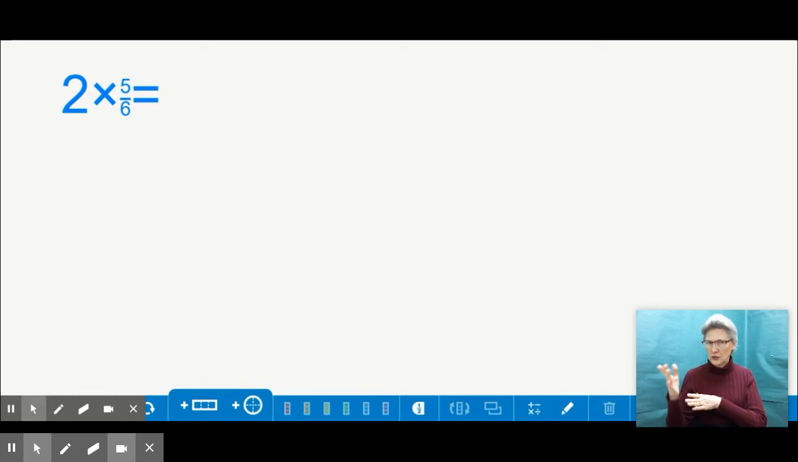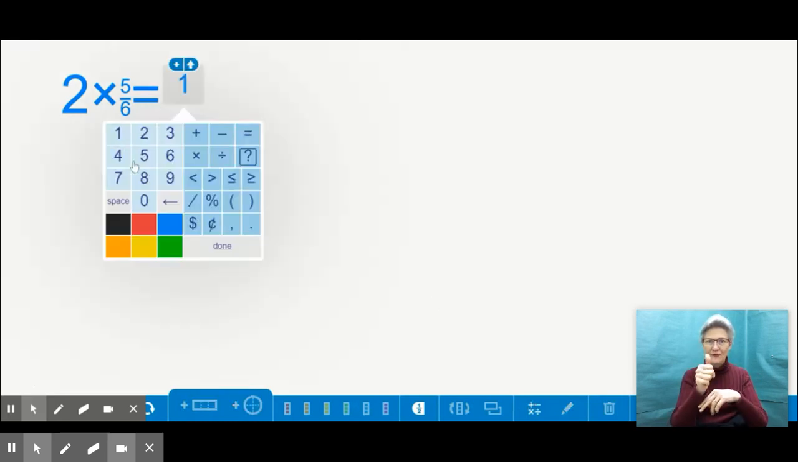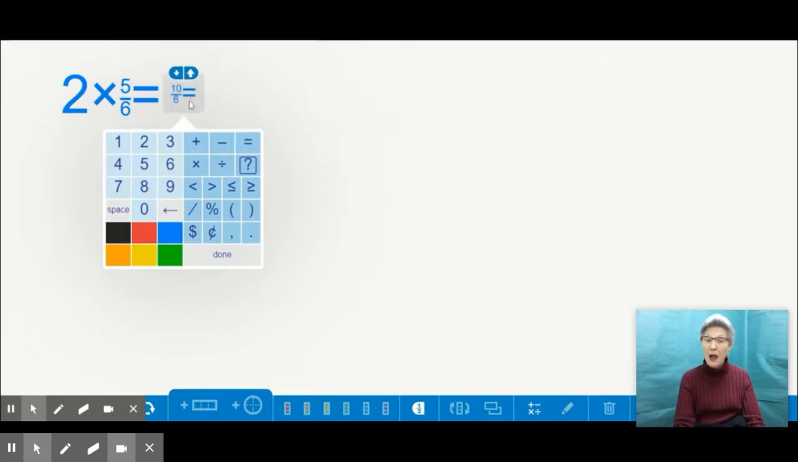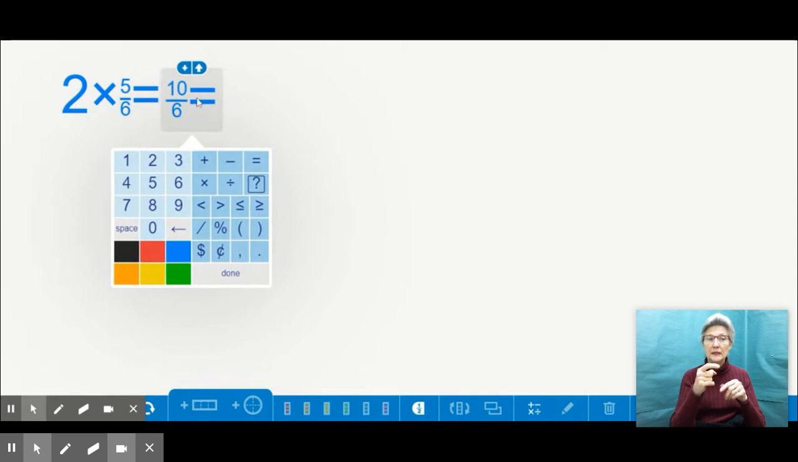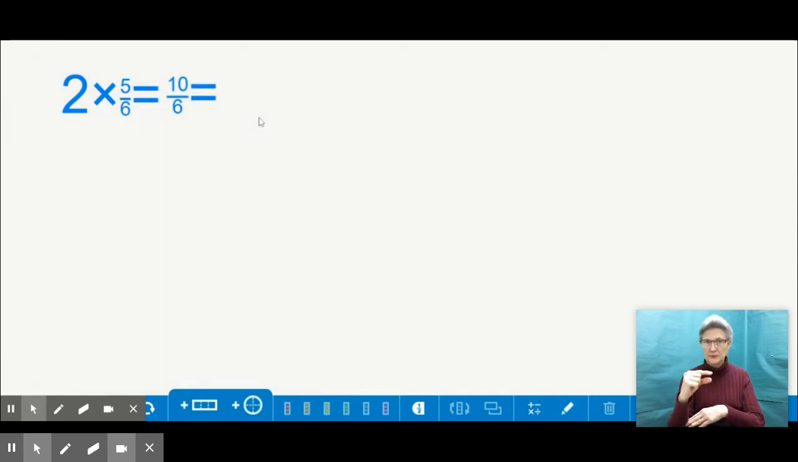2 times 5/6, whole number by a fraction. I multiply my whole number by the numerator and I keep the denominator. So I know that this equals, I'm going to type it, 10/6. Okay, got that. But we need to be reporting this as a mixed number. So how could we do that?